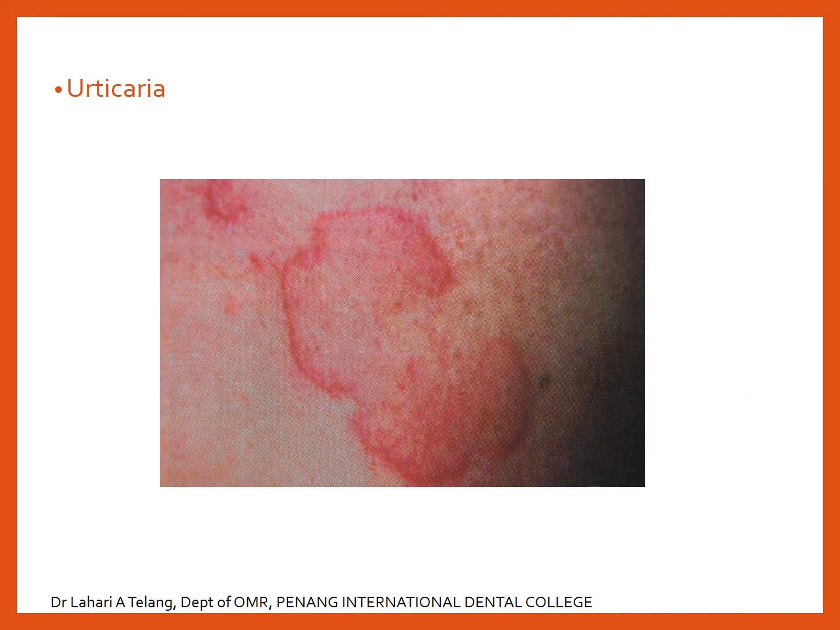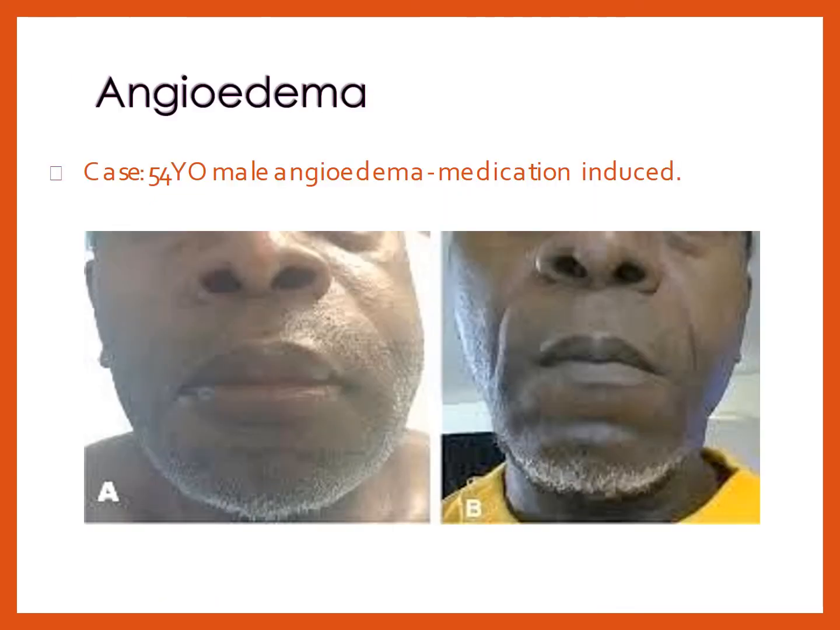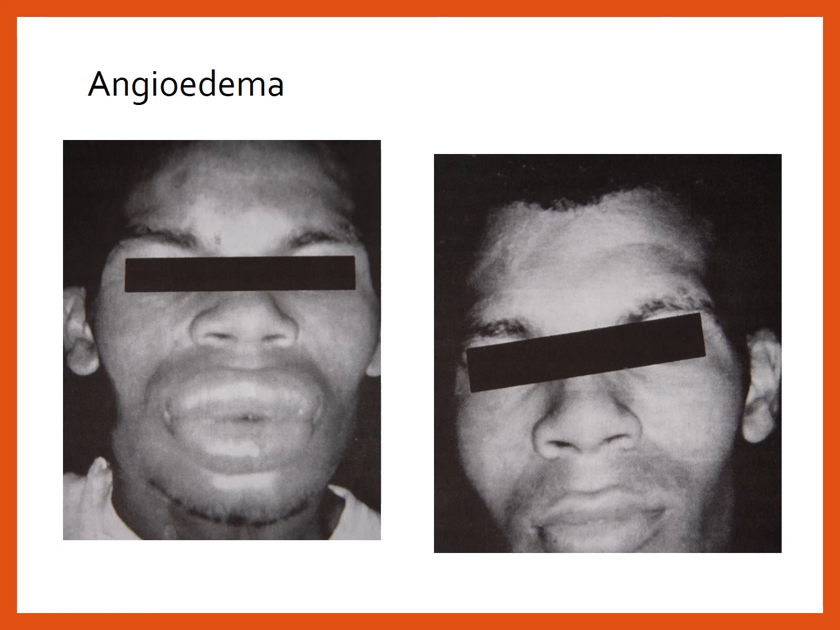This is an example of urticaria, which is like a wheal and flare reaction. The patient develops rashes all over the skin surface. Angioedema, on the other hand, is swelling of the facial region, generally the lips or the cheek area. This is a case of a 54-year-old male who had angioedema due to some of the medication prescribed in the dental setting. You can see the extent of swelling before and after the angioedema has subsided. This is also an example of angioedema where only the lips were enlarged, and after it subsided, how the patient's lips appear.